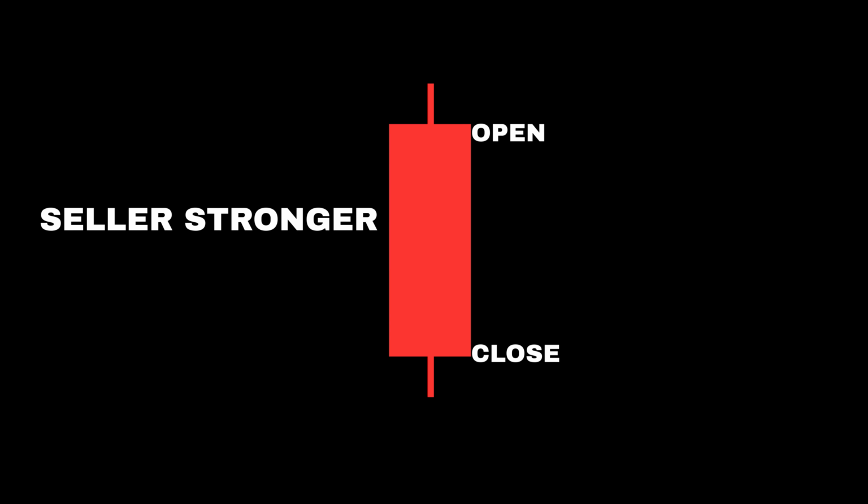On the other hand, if price drops from the open and closes lower, the candle turns red. That red shows sellers were stronger. They drove price down and kept it there until the period ended. In short, green means buyers won that round, while red means sellers took control.